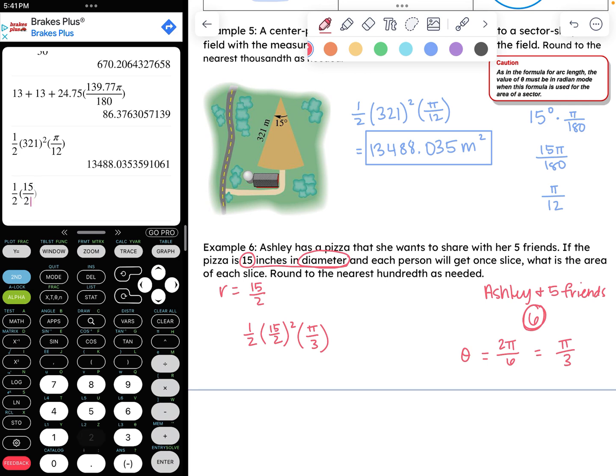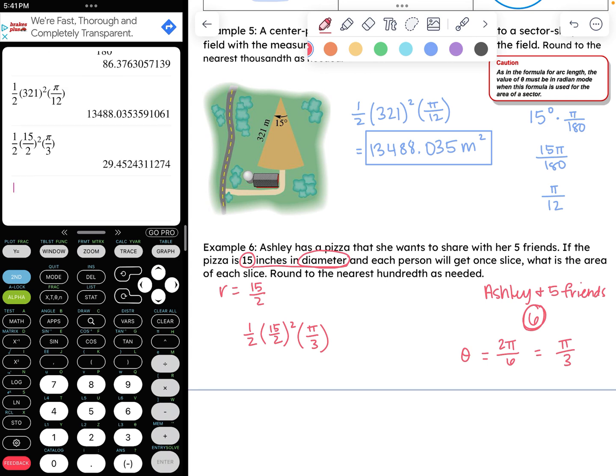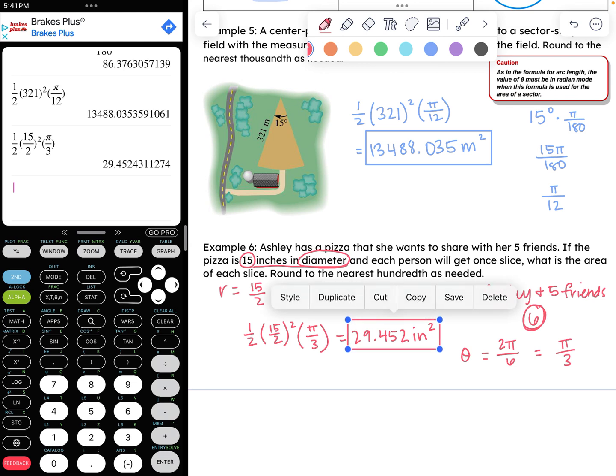15 halves squared, and then pi over 3. So when I plug all that in, it says round to the nearest hundredth as needed. So I get 29.452, and it is inches squared. Pretty big piece of pizza.